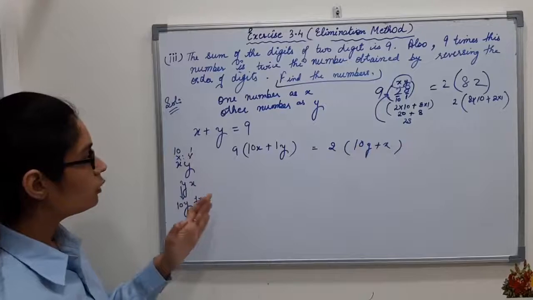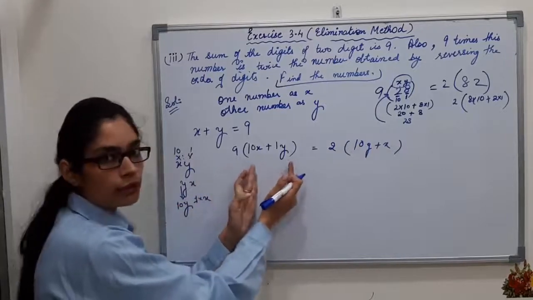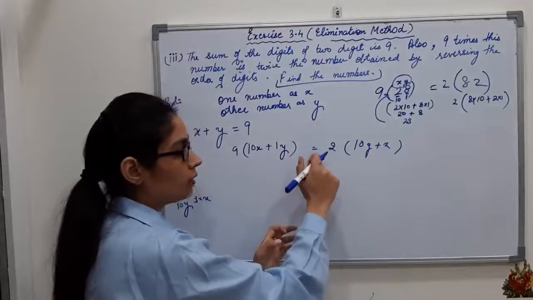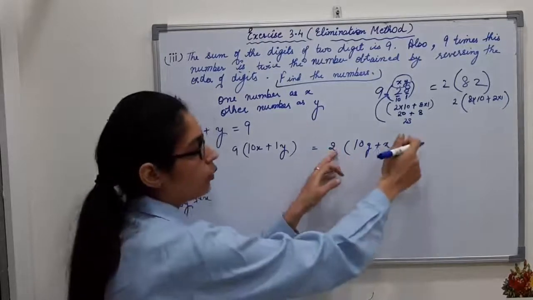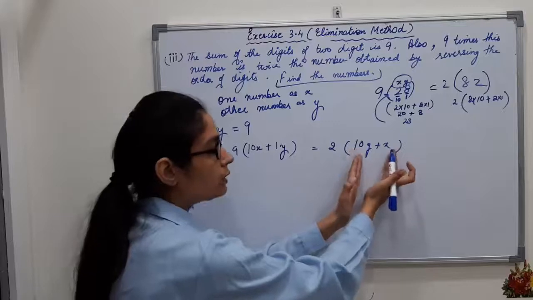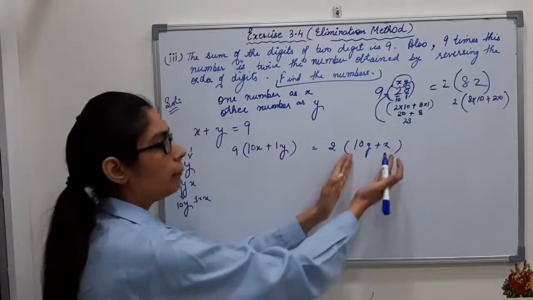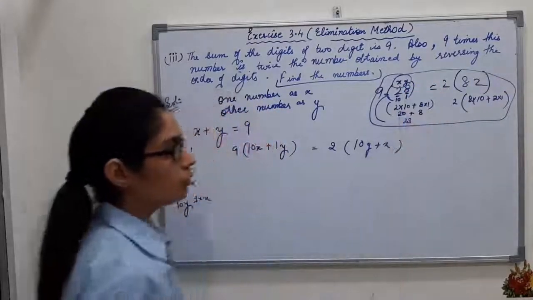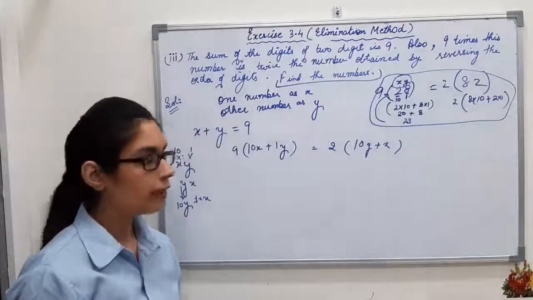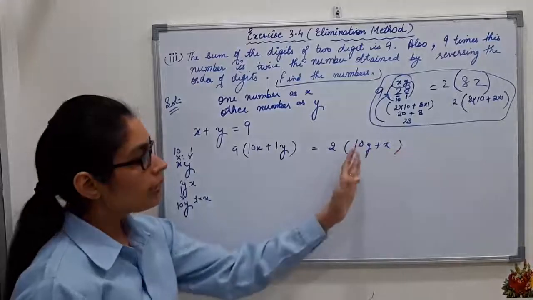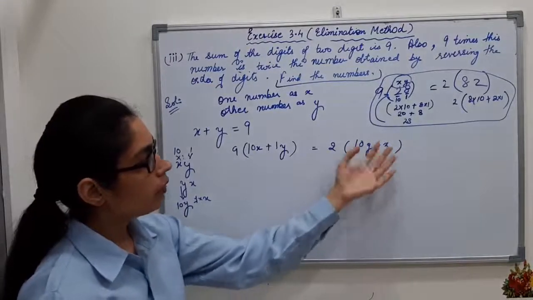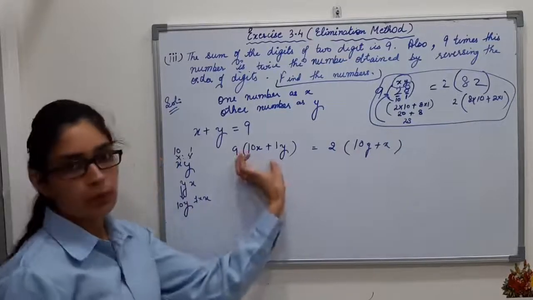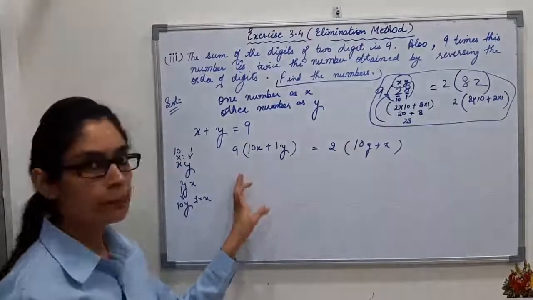So I got the situation where this is my original number, 9 times of this number is twice, and twice means 2 times, the reverse of the original number. When I am reversing, I have given you examples with numbers also so that you can understand it in a better way. When I reverse the number, the first number gets multiplied with 10 and the second one is completely opposite to this. So we have got this.